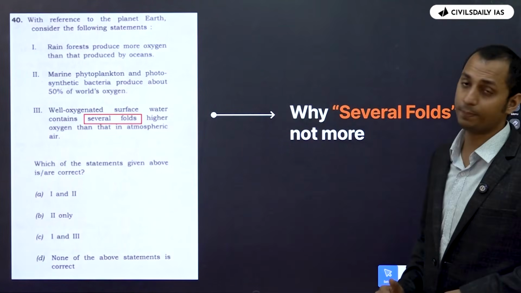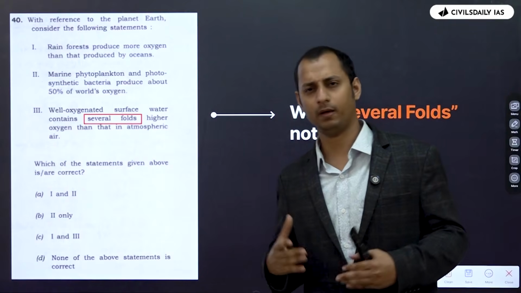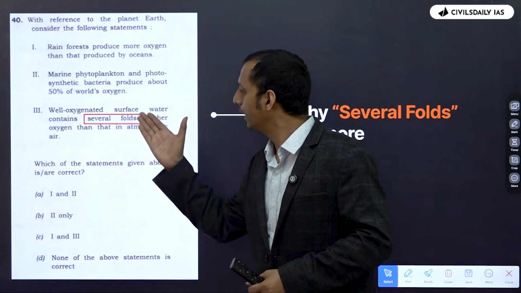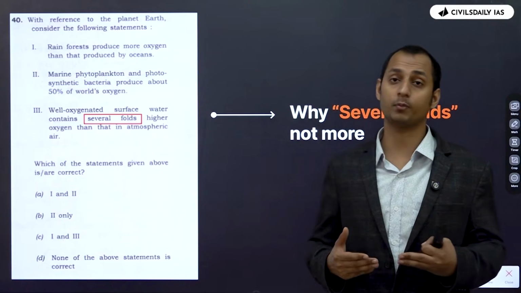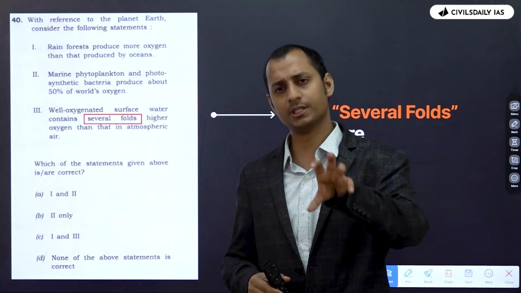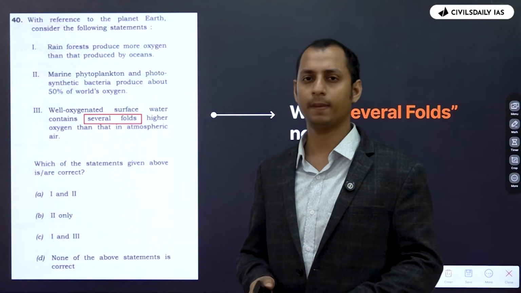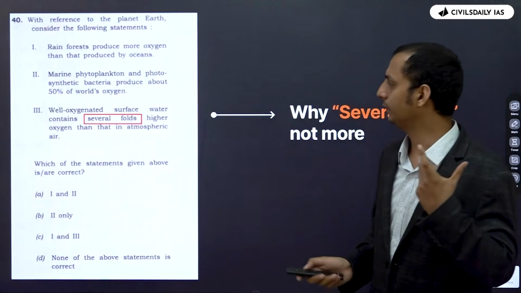Now, why in 2025 did UPSC introduce the word several folds here? Right. UPSC could have just said that well-oxygenated surface water contains higher oxygen than the atmospheric air. Right. So, why did UPSC introduce the word several folds? This is how you have to think. Okay.